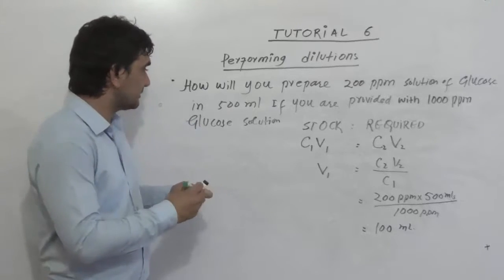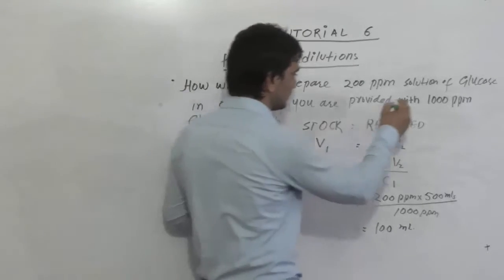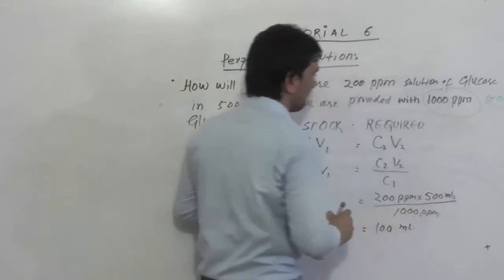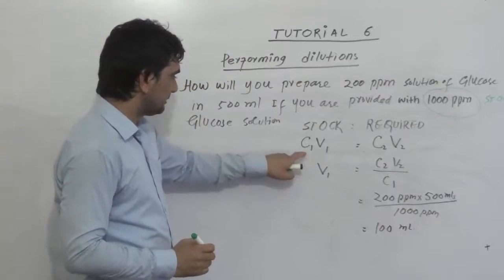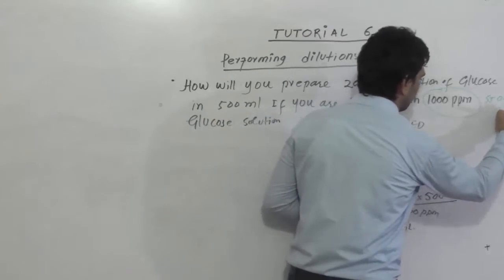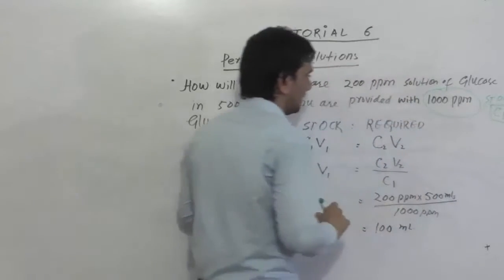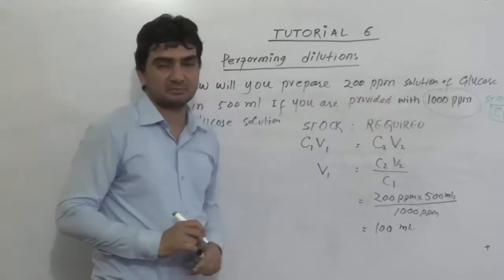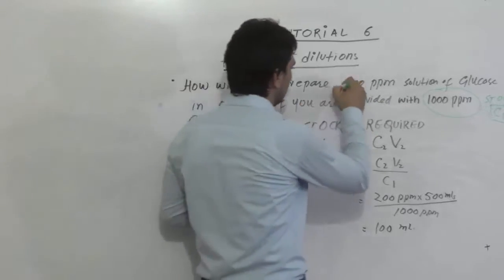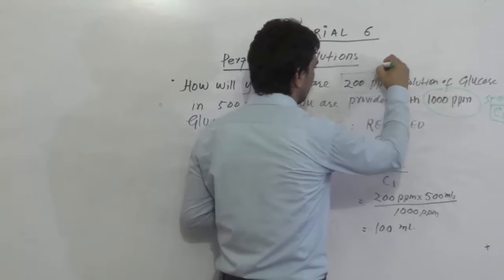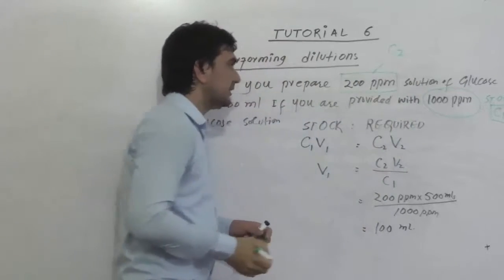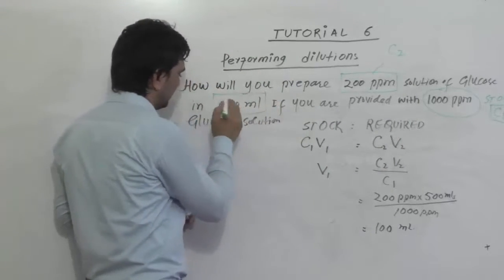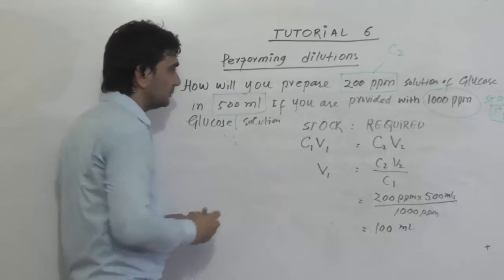The data given in this problem is that we have a stock solution of 1000 ppm. This is our stock, and the concentration is 1000 ppm, so this is C1. Our required concentration is 200 parts per million solution of glucose, which I've written as C2, and then we have the volume of the required solution, 500 ml, so this is our V2.